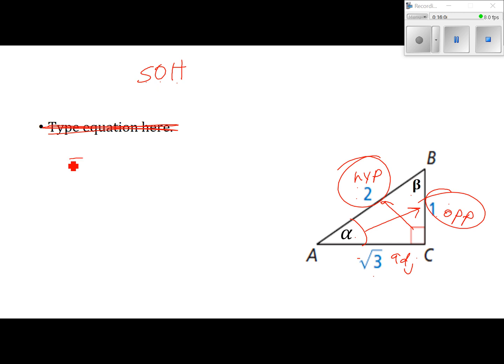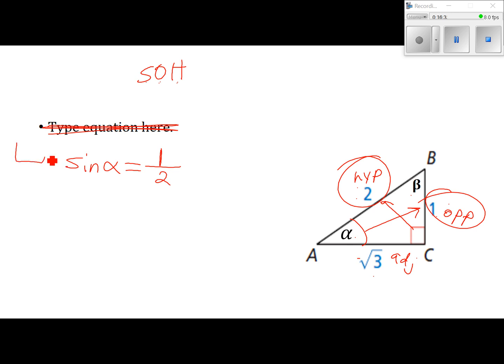When I set up my equation, it's going to be the sine of our angle, which we don't know, sine of alpha, then equals, and then the fraction. And it's opposite over hypotenuse, so it's 1 over 2. Once we set up the equation, since we're looking for an angle, the calculator is going to do all the work for us, so we just grab our calculator.